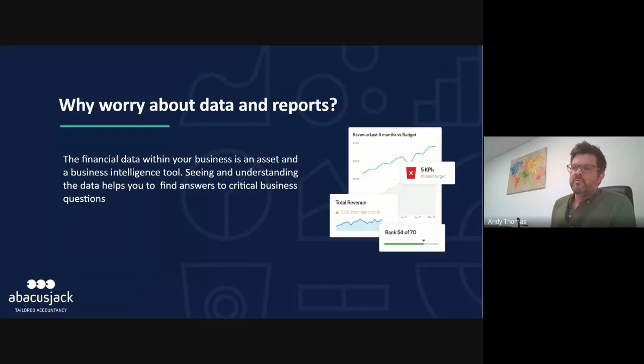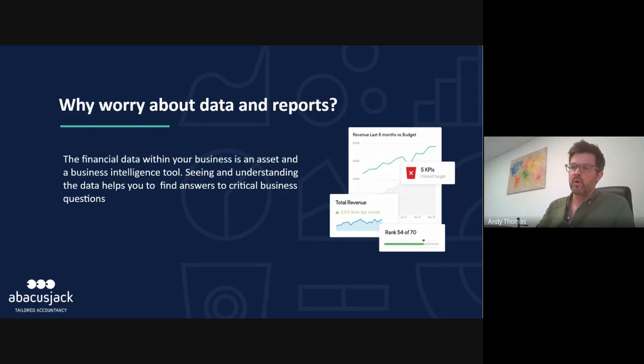So yeah, as small business owners, why should we worry about data within our business? Well, data is an asset. It's a really important and useful tool that you've got at your disposal. As you run your business, revenue comes into the business and costs go out of the business. All that data that's building up over time can be used to really help you answer decisions about the future in terms of opportunities, weaknesses, areas where you need to concentrate.